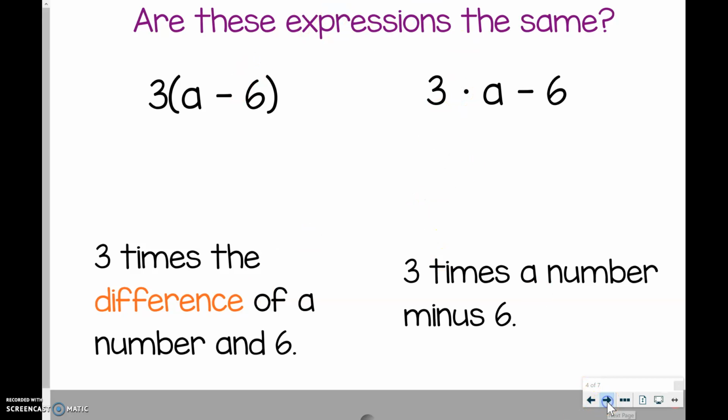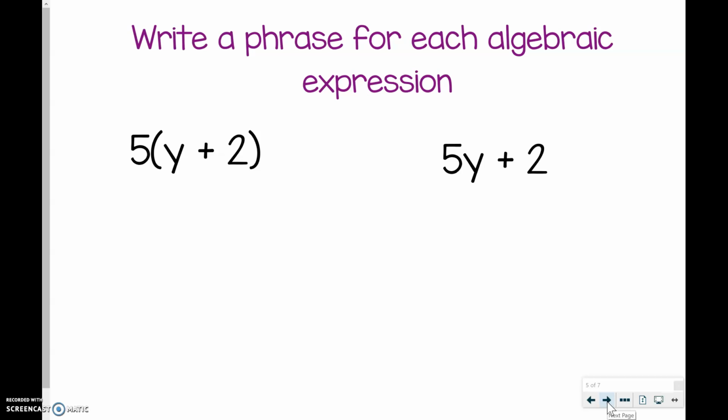So let's write an example. So this is where you need your notebook and you need to type. So if you need to pause, please do that. So again, we have parentheses here and we don't here. So these two expressions are going to have different phrases. So over here, we are taking 5 times this entire sum.